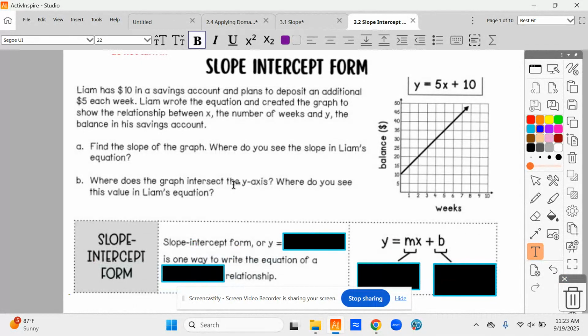All right, today we are going to be covering 3.2 slope-intercept form. And just as a reminder, if at any point in this video you need to pause or rewind because I'm going too fast, feel free to do that.